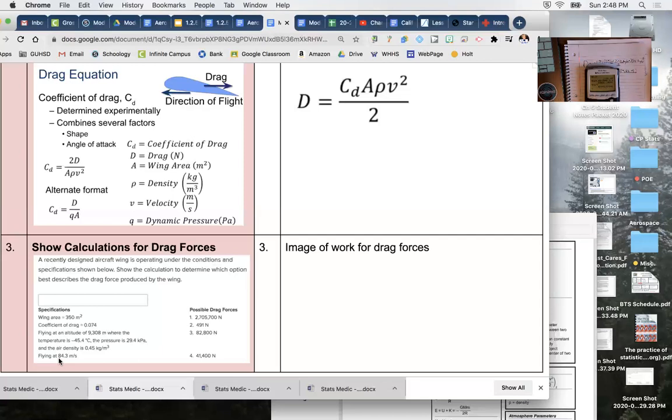41,413.07 newtons. Okay, so drag is 41,413.07 newtons. The closest to that is number 4 here. Number 4 is my answer, and I would want you to see the work. I say work for drag forces, but there is my work.